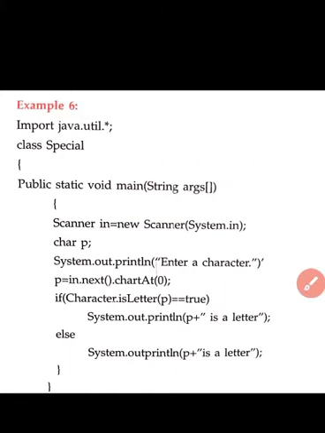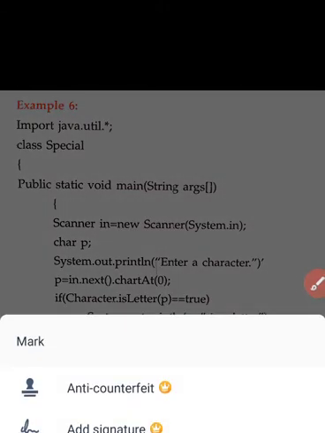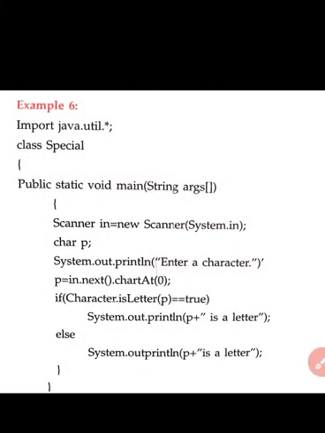Now if we have to write the same program by using Scanner, that is from the util package, then how can we write it? Class Special is given, public static void main String args, or you can write public void display, any function you can write. Then Scanner in = new Scanner(System.in), it will accept the input from the system and store it in the object in.